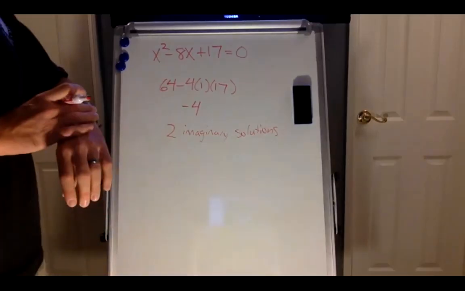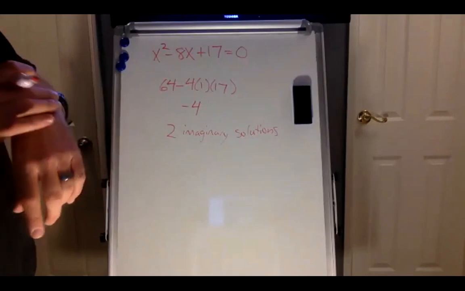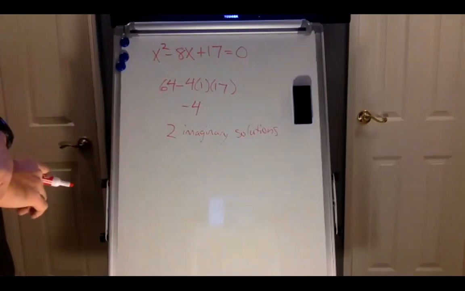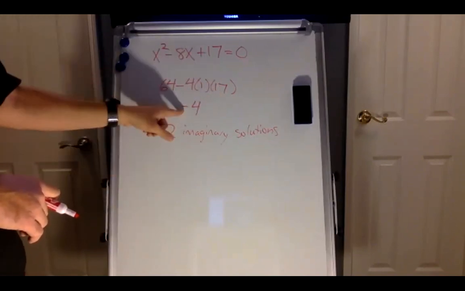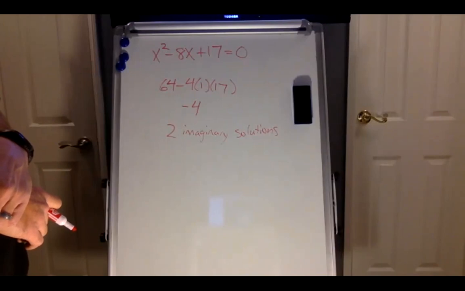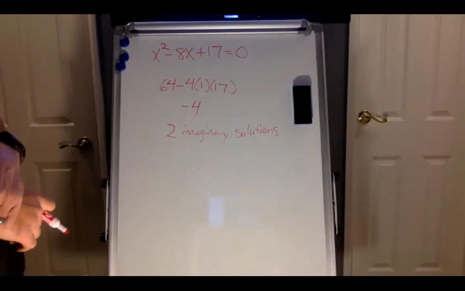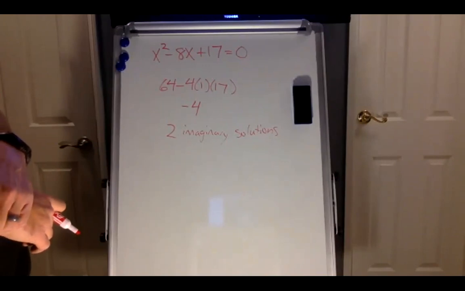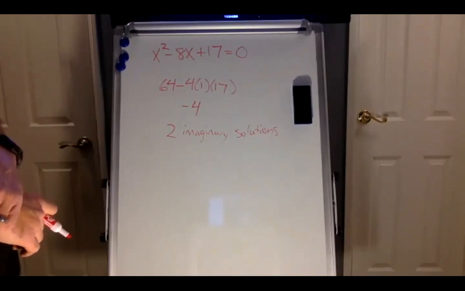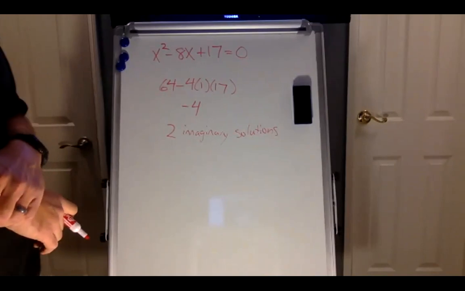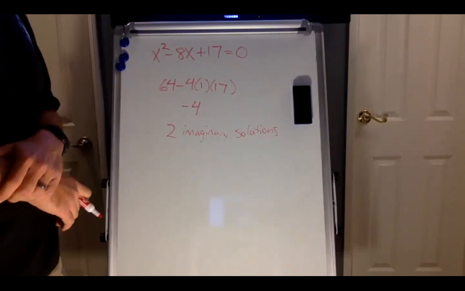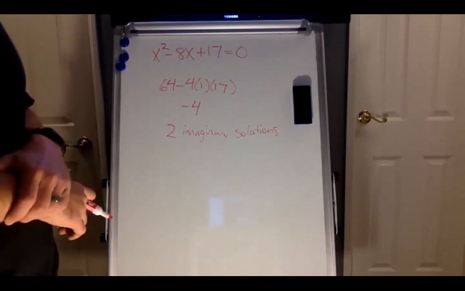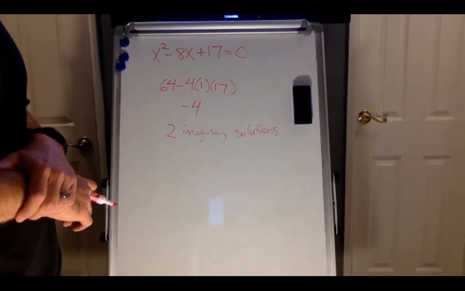What I got for the first one, two imaginary solutions. I got b squared minus 4ac came out to negative 4. That means I have one positive imaginary and one negative imaginary, plus or minus, right? Trenton, turn off your video. Thank you. Any questions about this first one? Two imaginary solutions, no real solutions.